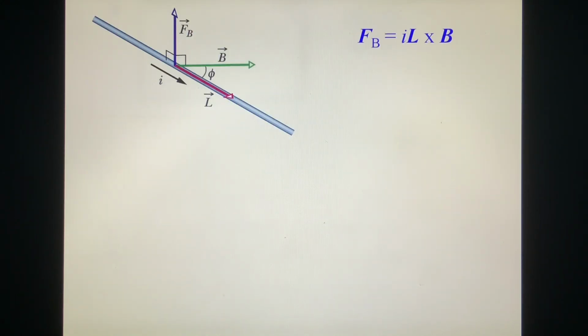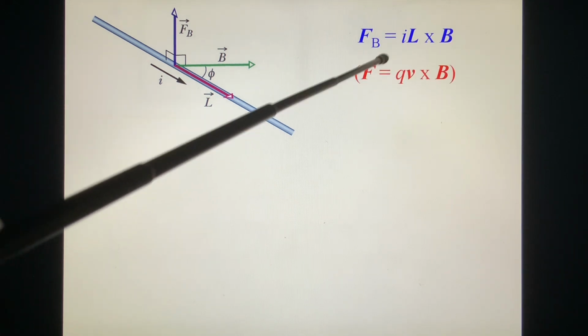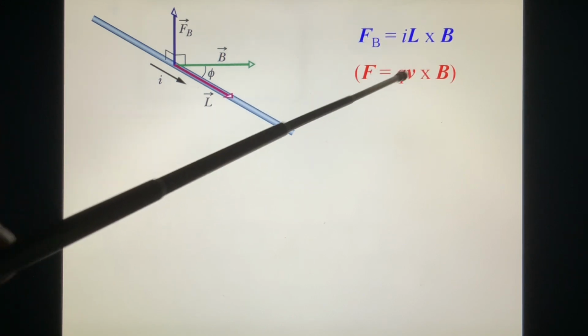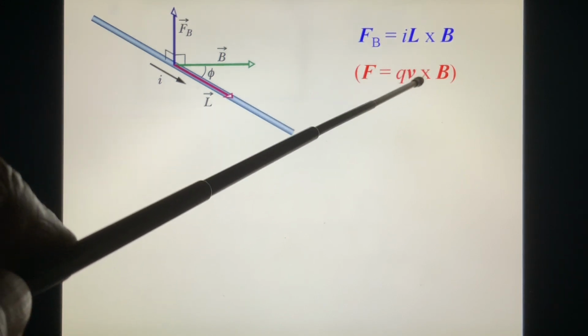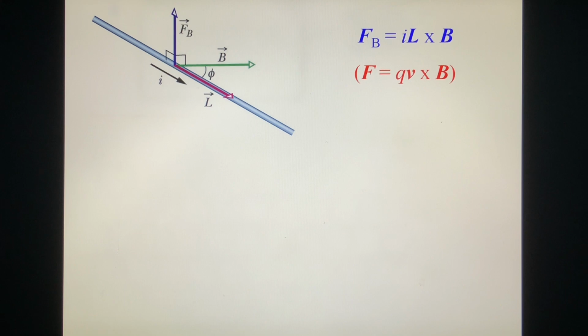F_B equal to I L cross B. This is IL, and this is B. The angle is phi. We use the right hand rule, I L cross B, and you get this direction, perpendicular to B and perpendicular to I. And we compare with the charge. It's very similar. This is a charge velocity, and this is a current length.